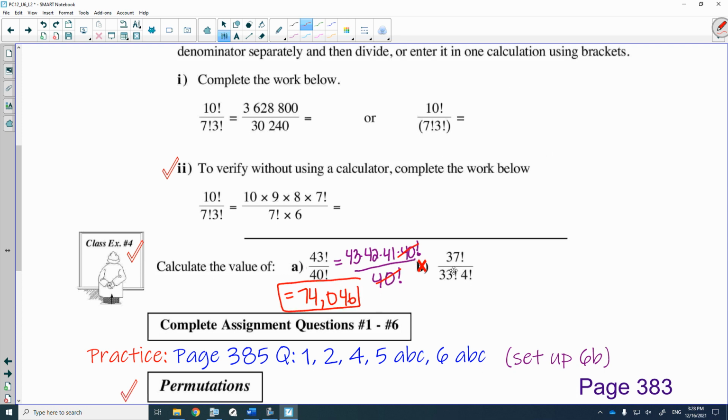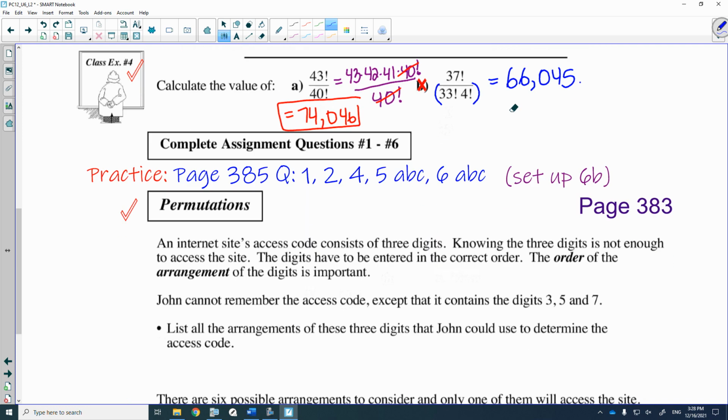You could do the same method here, or on your calculator you could simply type in 37 factorial, divide, and then make sure for the denominator here, you put that in a bracket. So 33 factorial times 4 factorial. I want you to punch that in and see what you get, because the answer should be 66,045.